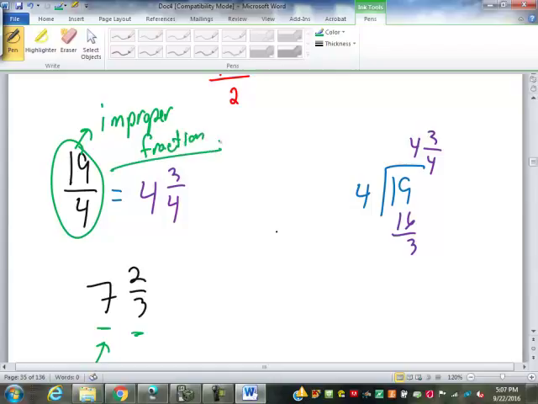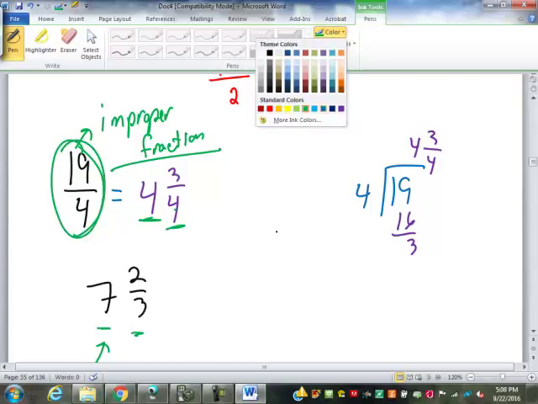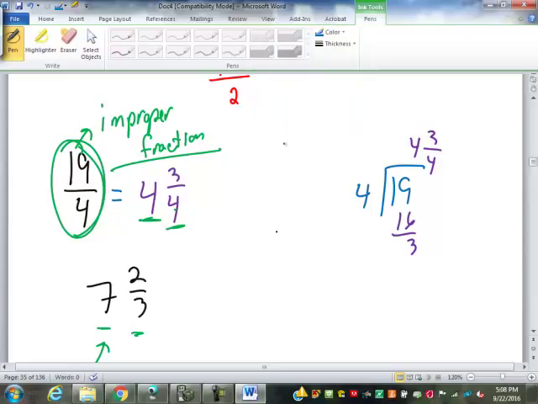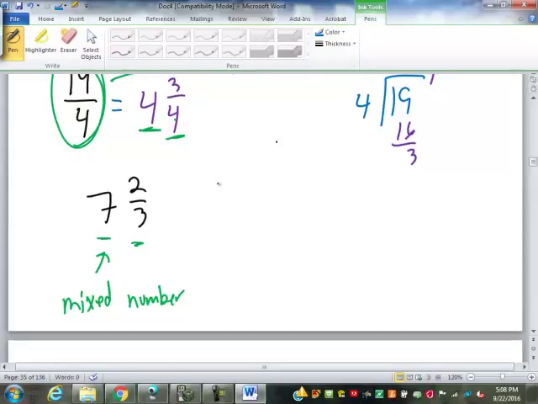Now, improper implies that there's something wrong with it. There's nothing wrong with it. In fact, there are times when we prefer to have a fraction in that form. But we don't like having the numerator being so much larger than the denominator because it's harder to visualize. It's easier to visualize whole objects with a few pieces left over than it is to visualize a whole bunch of pieces. But as I said, there are going to be times where it's preferable to have it as that improper fraction.